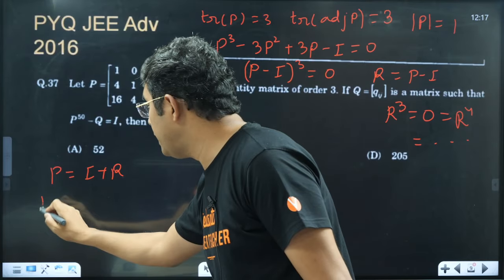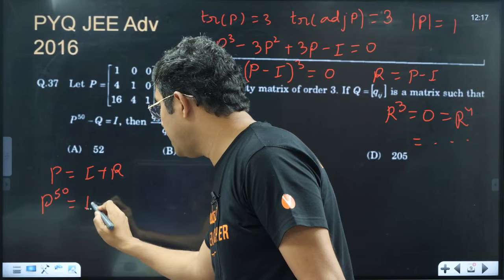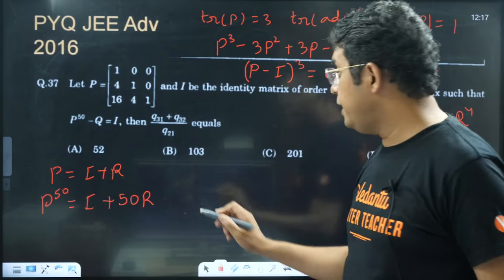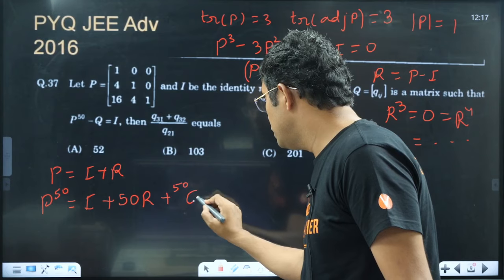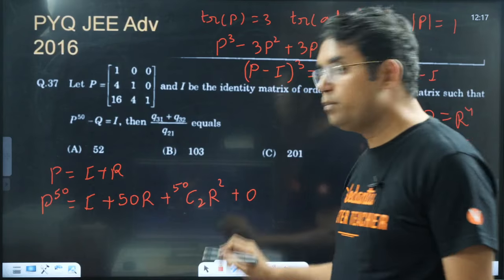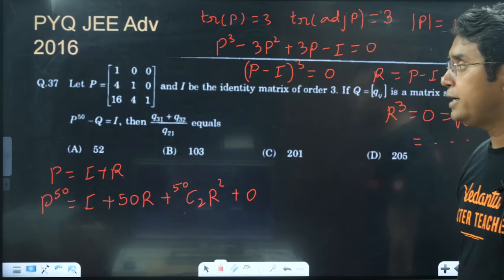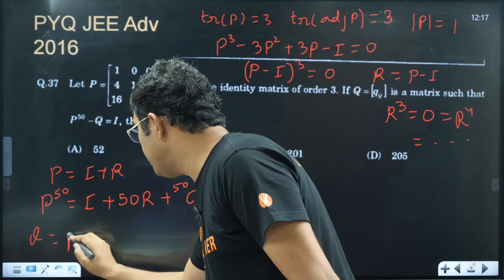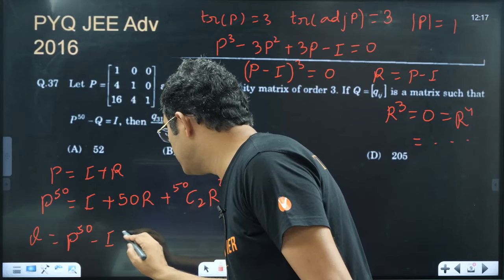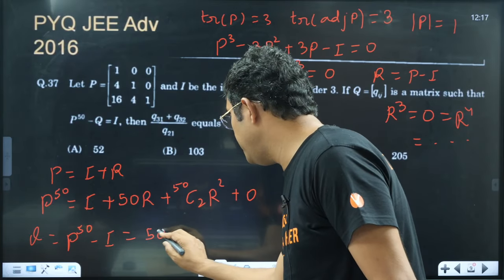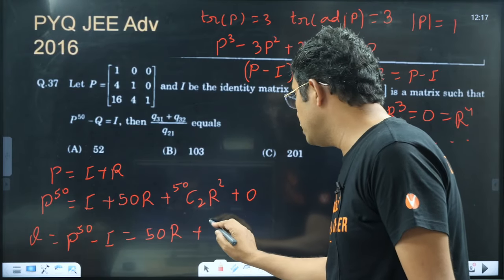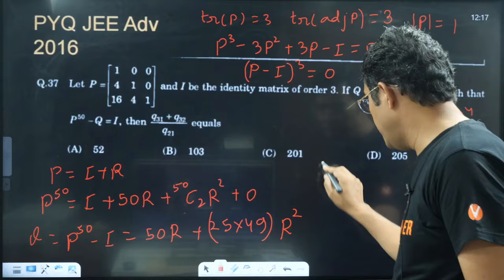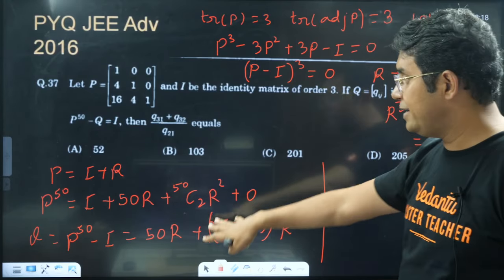So here to find p power 50, I can write it as I power 50, which is I, plus 50 into r. Okay, then 50c2 r square, and then I don't have to bother about the remaining terms because they will all be null matrix only. Now p power 50 minus I is actually q. What is q here? P power 50 minus I. So this remaining thing, that means I can write 50 into r plus 50c2 would be, I think, 25 into 49 into r square. Okay, I will not do this question further because now I think it's a very simple question.